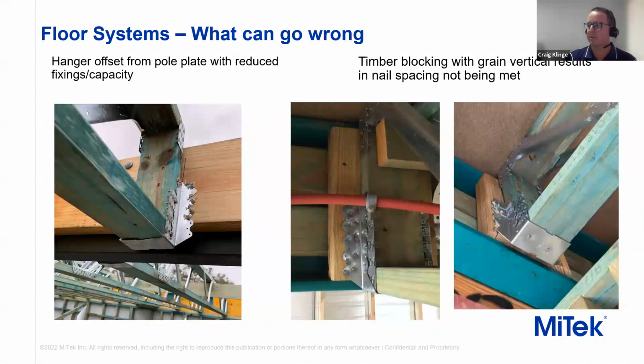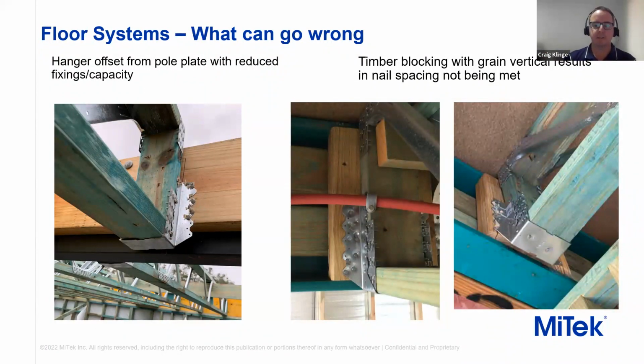And similar with the details on the right-hand side, we've got a vertical block with the nailing pattern required for the joist hangers. It means that the nail spacing along the grain is now inadequate. And in the far right-hand image, you can actually see that the bottom of the block is actually starting to split, which again means we're starting to lose capacity of the hanger based on the timber starting to fail.